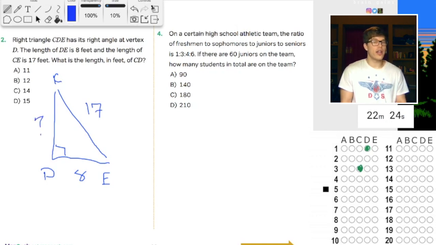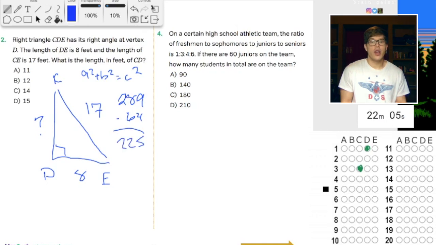So this is just Pythagorean's theorem, a squared plus b squared equals c squared, where c is our hypotenuse. So we have 17 squared is 289, and then 8 squared is 64, and we need to subtract to find our b squared. We get 225. 15 squared is 225, so number 2 must be D. Excellent. Let's look at 4.